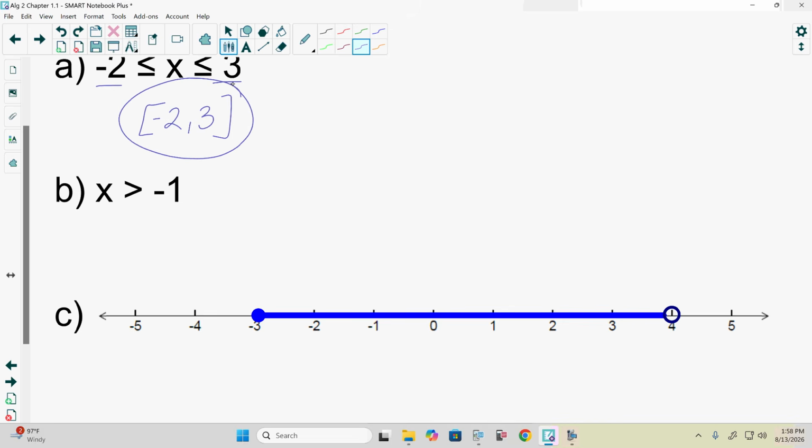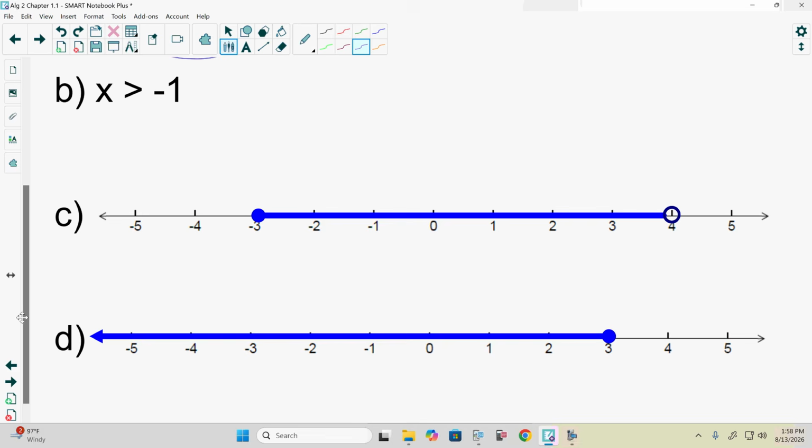All right. Let's look at B. X is greater than -1. Is this bounded or unbounded? Unbounded. So we have one endpoint and it continues indefinitely in one direction or the other. So that tells me a few things. Just from looking at this here, I have one endpoint. That means the other number that's going to be included for the interval notation has to be one of two things. Either infinity or negative infinity.